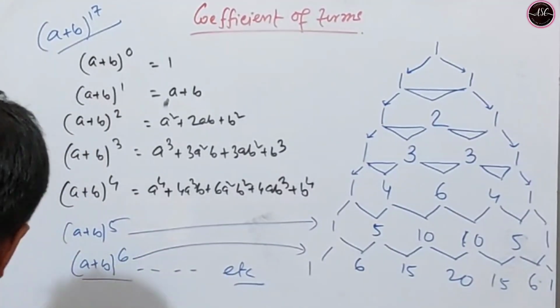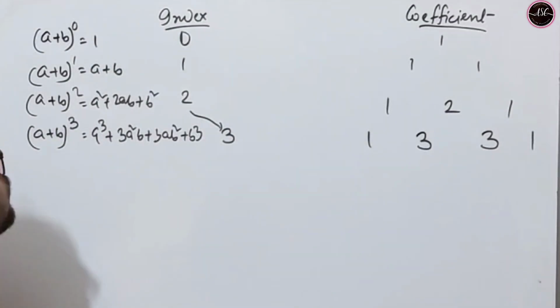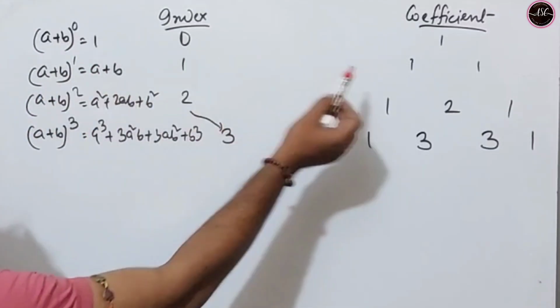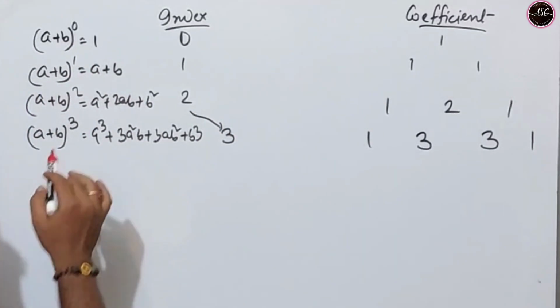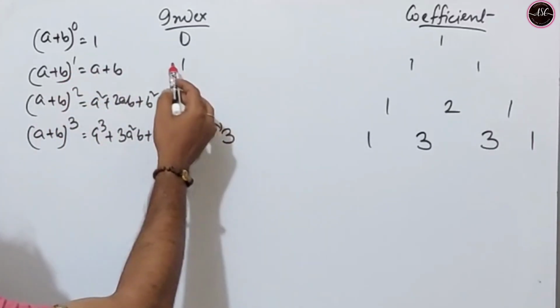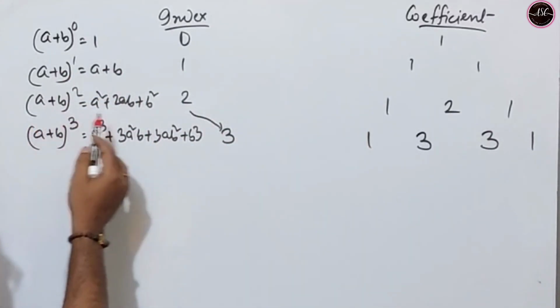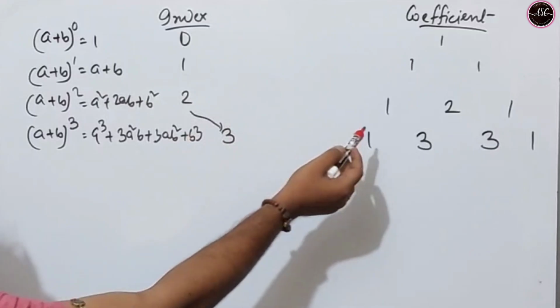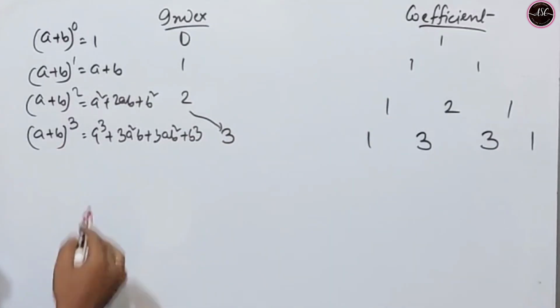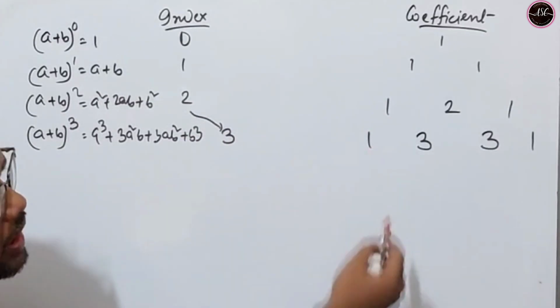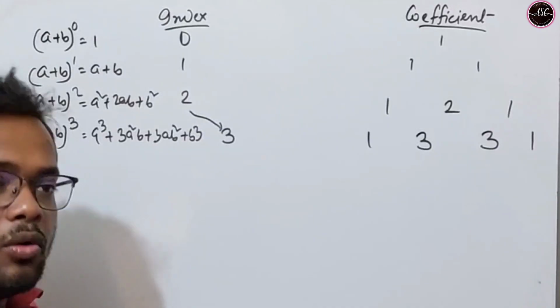Okay, just look here, a plus b to the power 0. The index is 0 and the coefficient is 1. We have previously learned that. Here a plus b to the power 1, index 1, coefficients 1 and 1. A plus b whole square, index 2, the coefficients 1, 2, 1. And a plus b whole cube, index 3, and we found 1, 3, 3, 1 as coefficients.